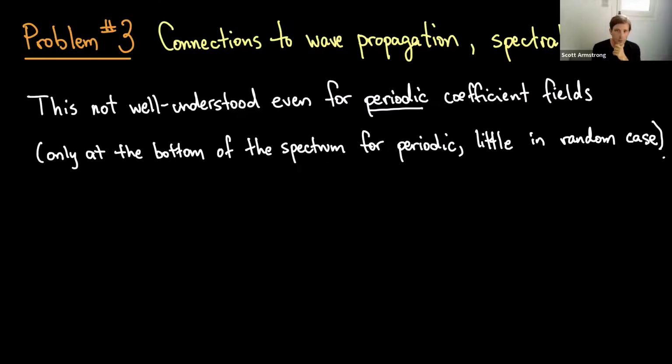We don't really understand wave propagation and spectral problems very well in the random case, because those require super high order correctors, like infinite order expansions, and we don't know what to do, even in the periodic case, to be honest. And in the random case, we know nothing. Okay, thank you for your patience.